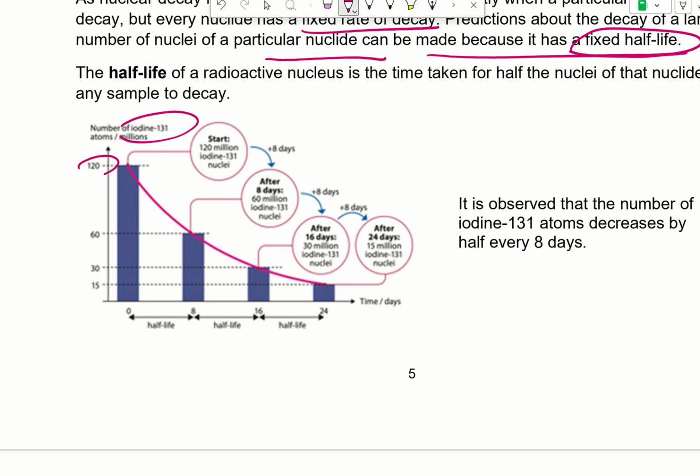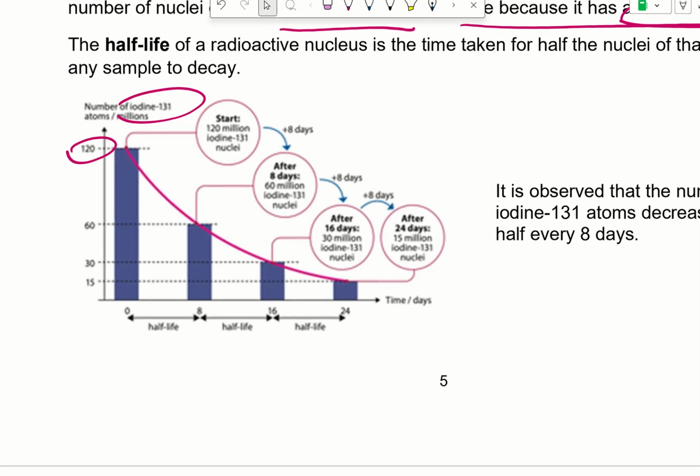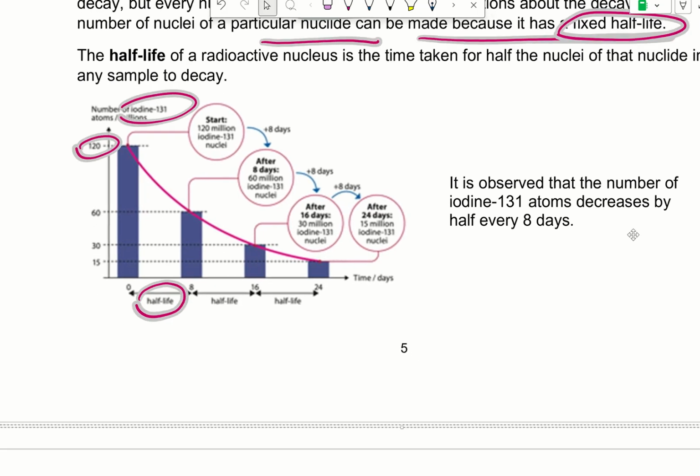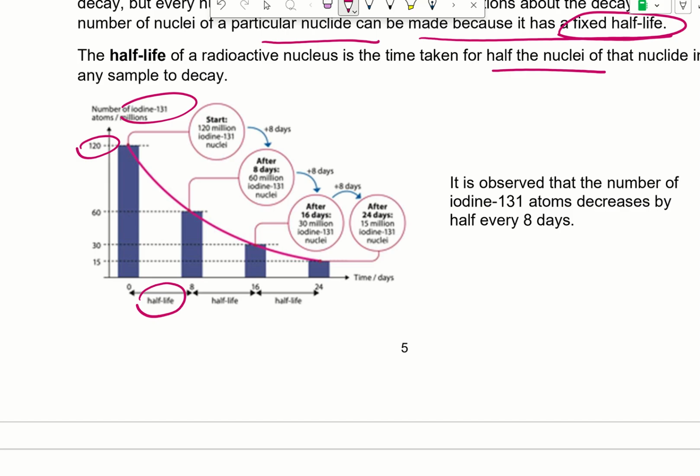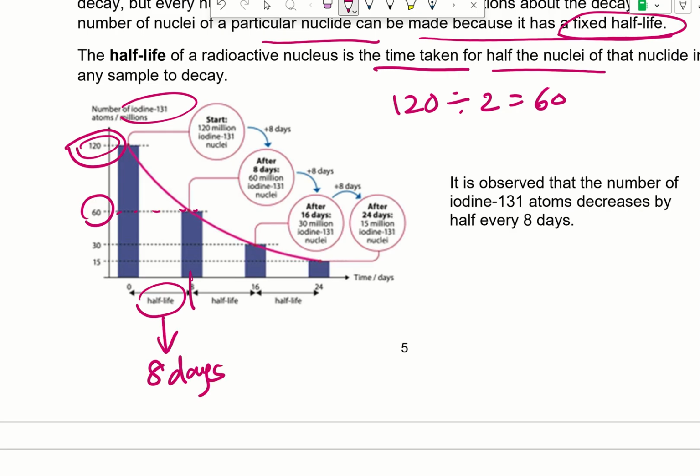Initially, it started off with 120 million atoms. Then after one half-life, okay, half-life is actually the time taken for half the nuclei to decay. So initially, I started out with 120. 120 divided by 2 is 60. So I measure at 60 and the time taken happens to be 8 days, and therefore the half-life will be 8 days. So how do I confirm that?